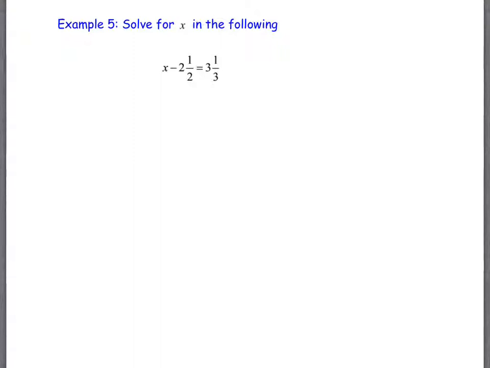We have two mixed numbers in this problem. So this says x minus 2 1/2 equals 3 1/3. Now there are two distinctly different ways to solve this problem, and I'm going to show you how to do both of those ways. Does anybody remember a way to solve this problem?